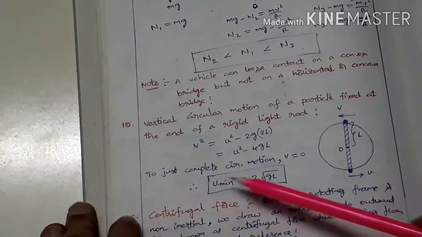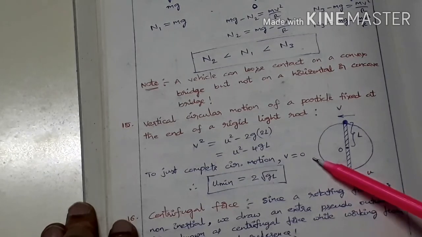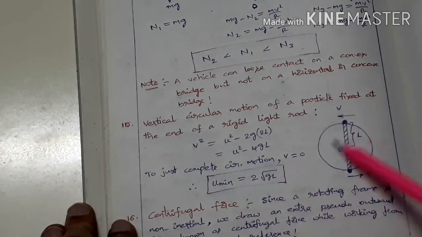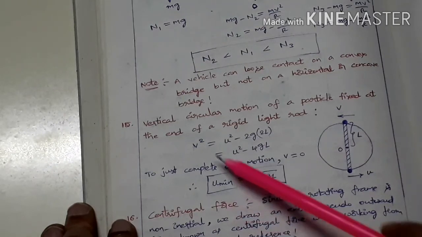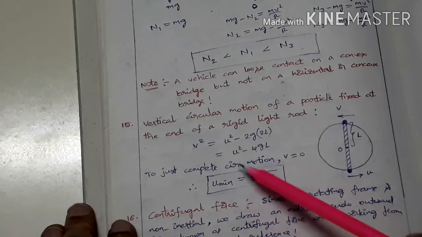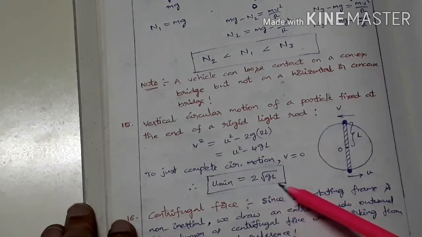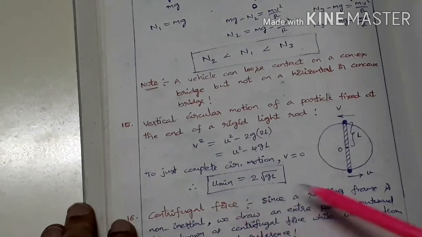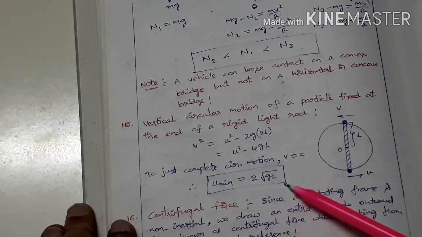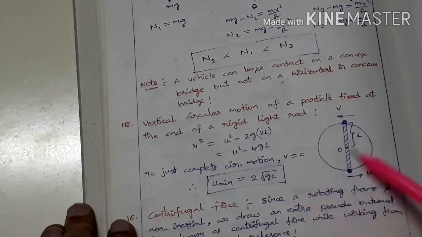You know, to just complete the circular motion, what is v here? v must be 0. So to just complete circular motion, v must be 0. Putting 0 in the place of v and solving, we will get u equal to 2 into root gl. Therefore u minimum equals 2 into root over gl, where l is the length of the rod.